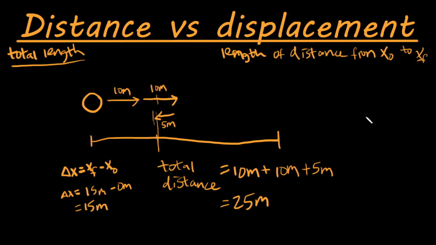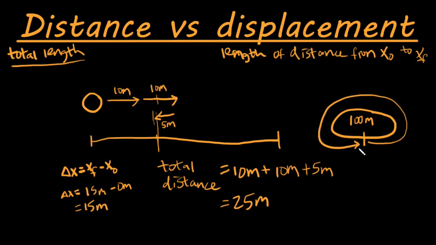And so let's look at an example of, say, a running track here. And we start right here. So let's say this whole running track is 100 meters. Let's say we do one lap all the way around the running track and we end back here. So what would our displacement be? Well, because we started off in the same place that we ended, x final minus x initial is just going to be 0. We weren't displaced at all from that initial position.